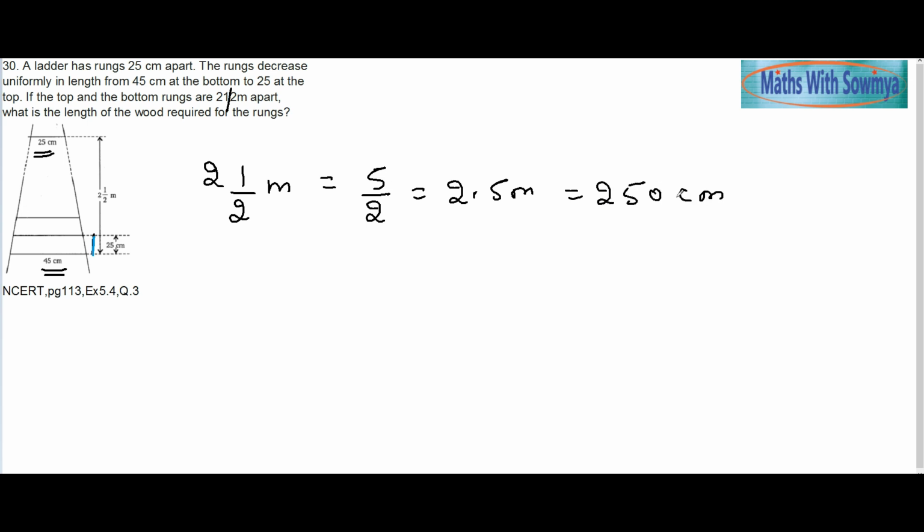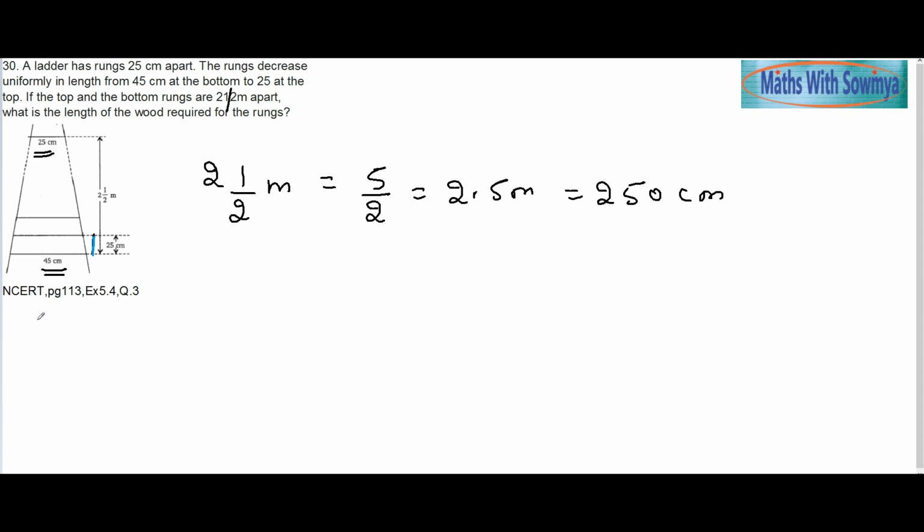The given ladder has rungs 25 centimeters apart. From one to the other, if you see, there is 25 centimeters apart, and uniformly the length decreases from 45 to 25 at the top. The top and the bottom rungs are 2 and 1 by 2 meters apart, so let us convert it into centimeters: 5 by 2, so this is 2.5 meters, which is nothing but 250 centimeters.